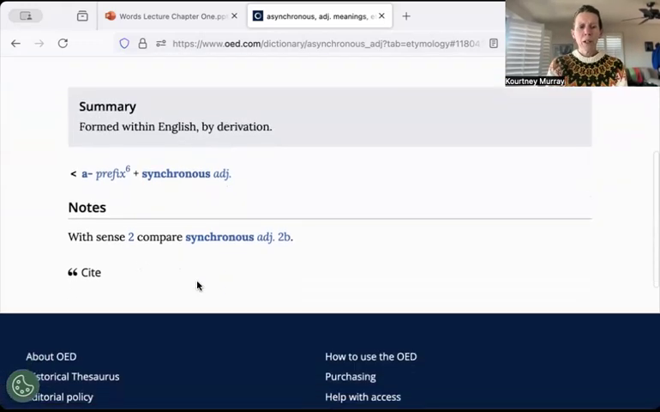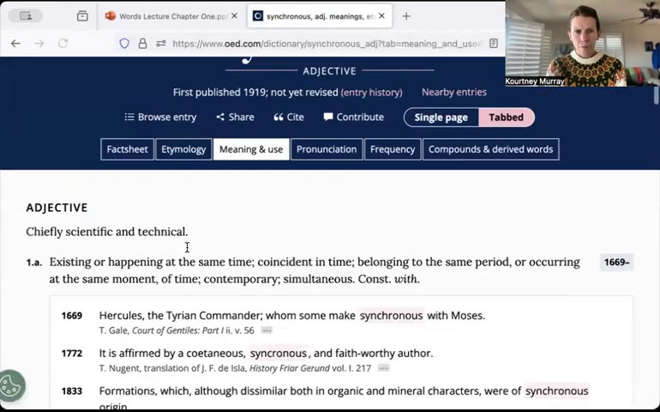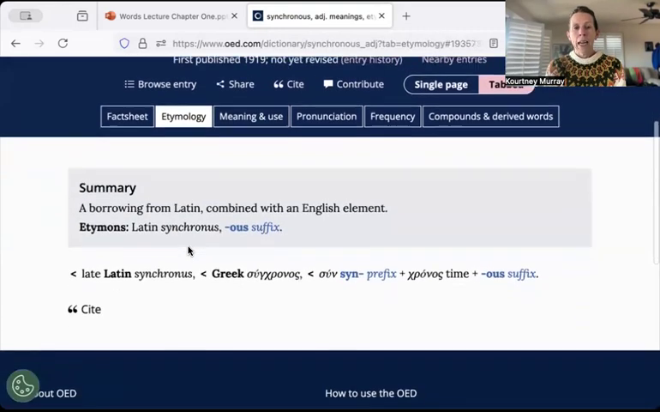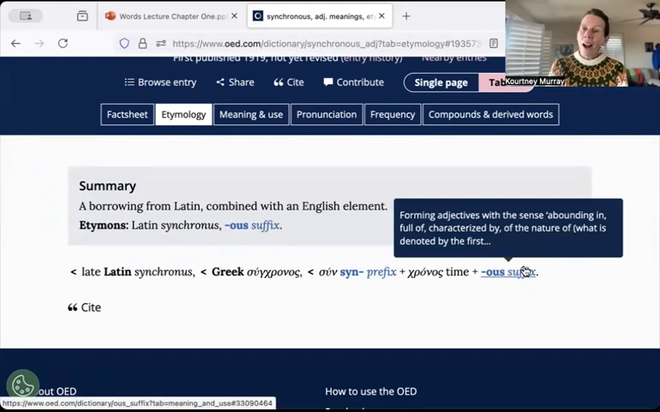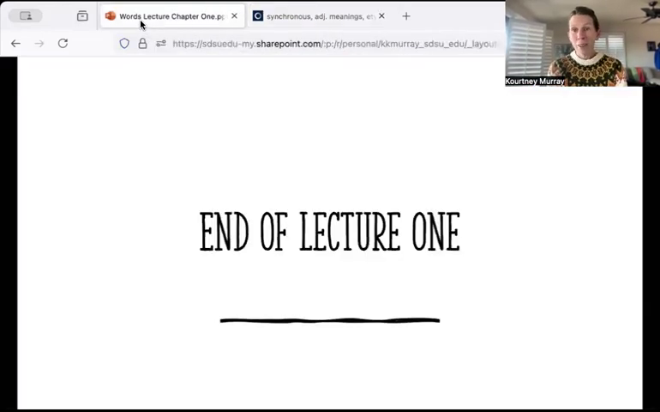But if you keep, sorry, I had lunch recently. If you click on this and go to the etymology of synchronous, it will break it down even further. So late Latin synchronous, and it'll give you the Greek. There's our prefix, there's chronos, there's the suffix. I would highly recommend just messing around with this. It's very easy, there's no cost to it, and it can be really, really interesting if that's the sort of thing you like spending your time doing.